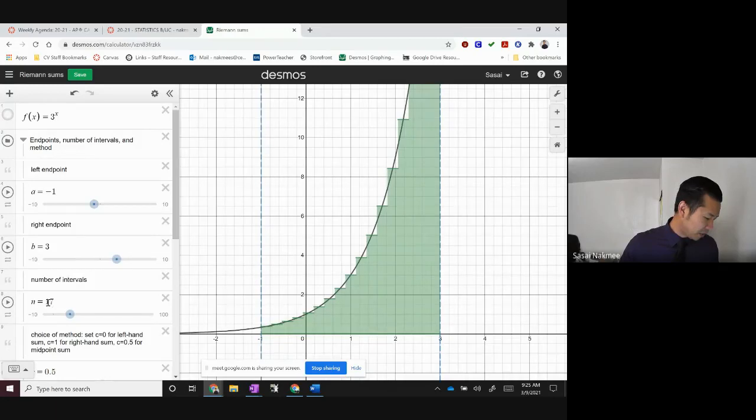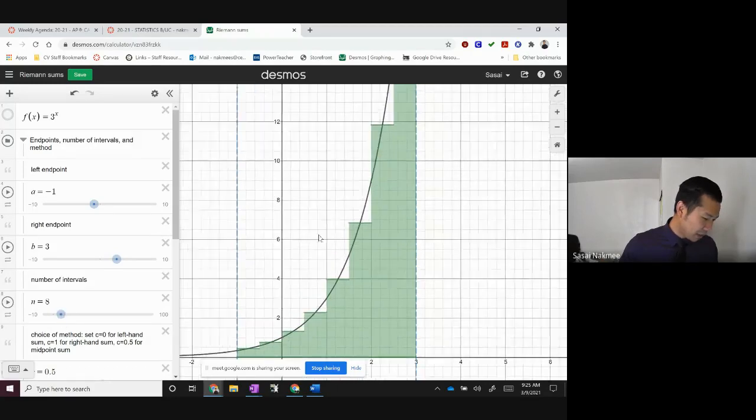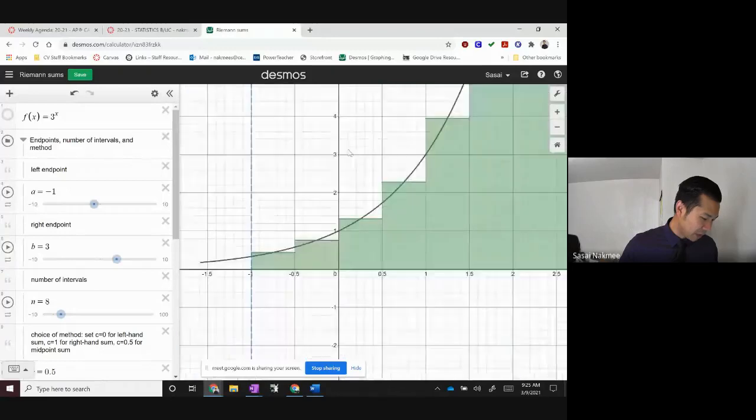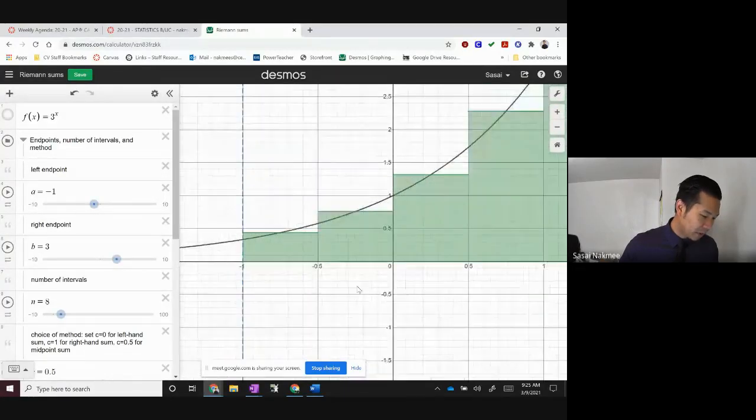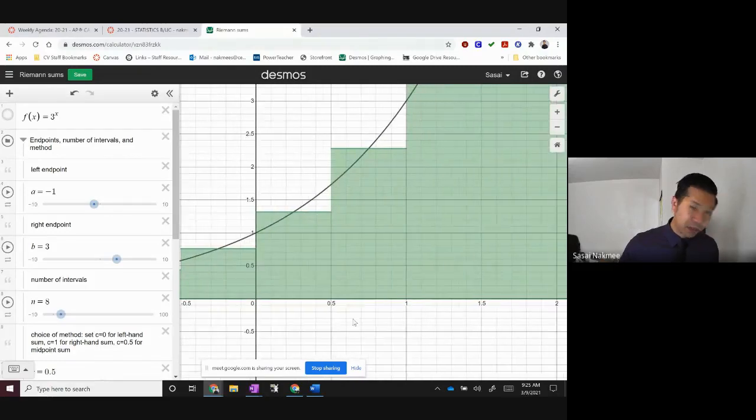Right now it was set to like 17 rectangles, but I'm going to go ahead and change it down to 8. And then you can see the rectangle's width right here if you zoom in a little bit. Each of the rectangles' width is 0.5, 0.5 all the way across there.